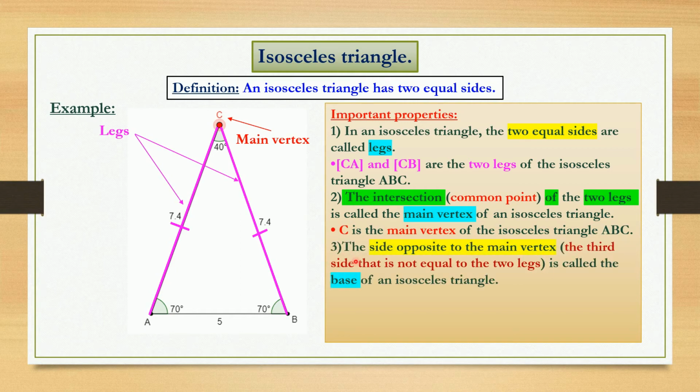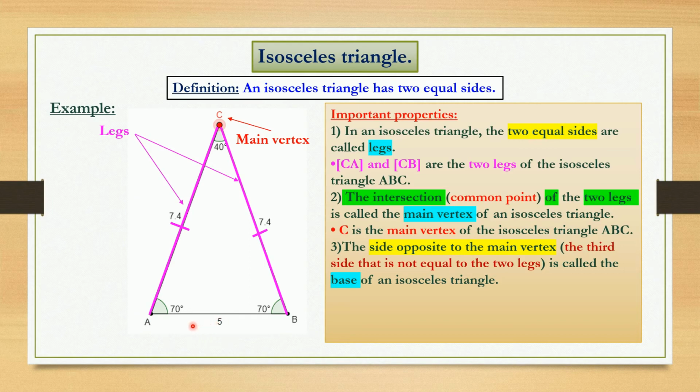Now the third property, the side opposite to the main vertex, the third side that is not equal to the two legs, is called the base of an isosceles triangle. Here C is the main vertex. The side facing opposite to point C is AB. AB, we call it base.